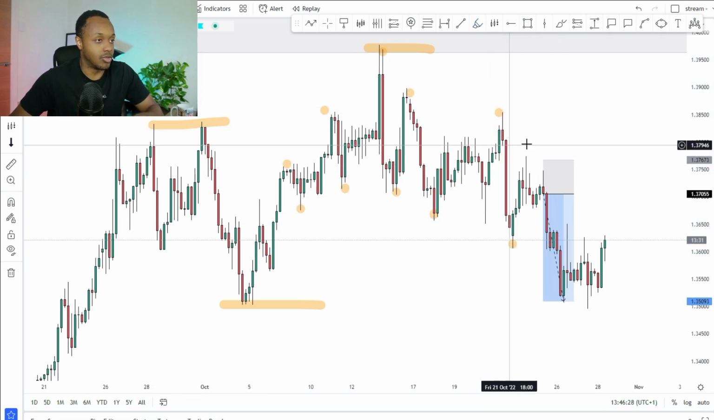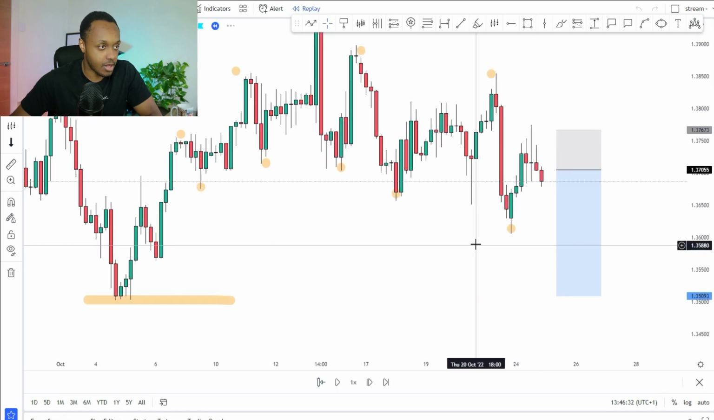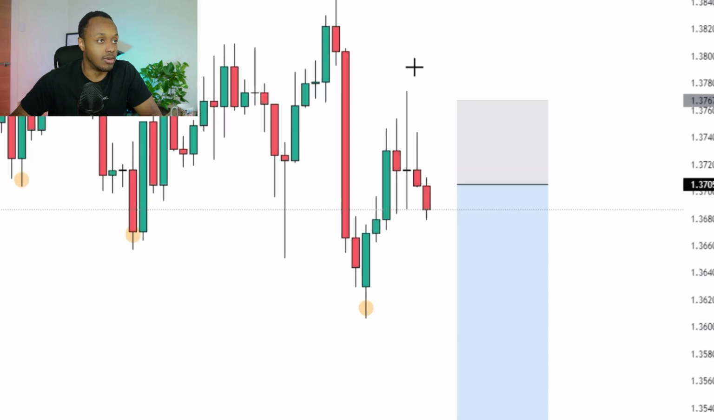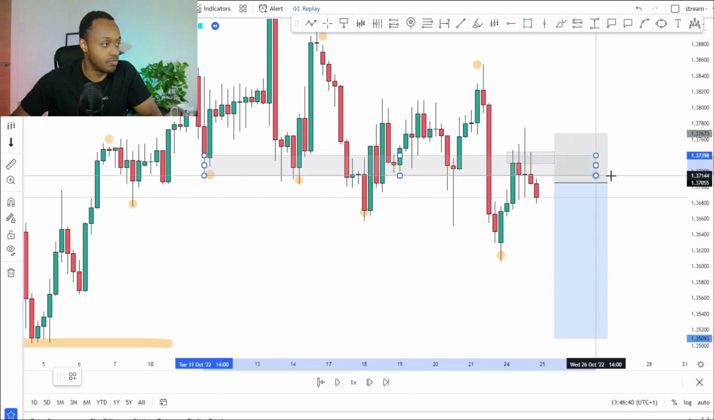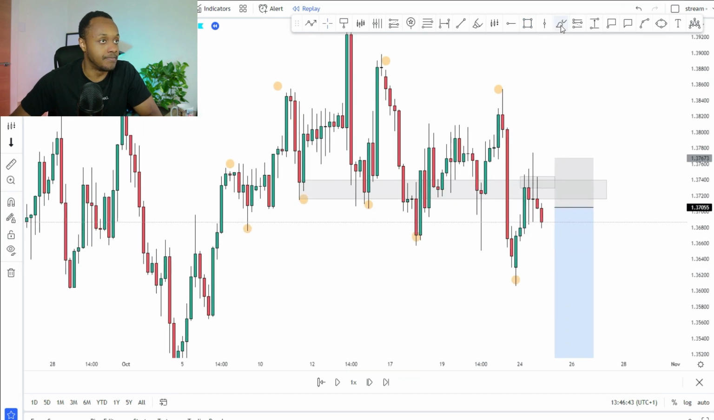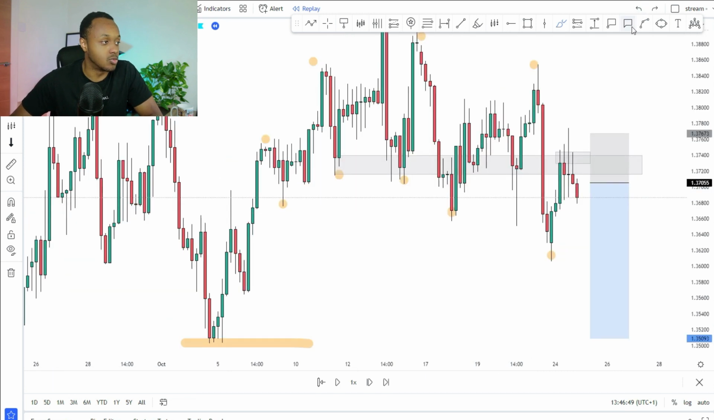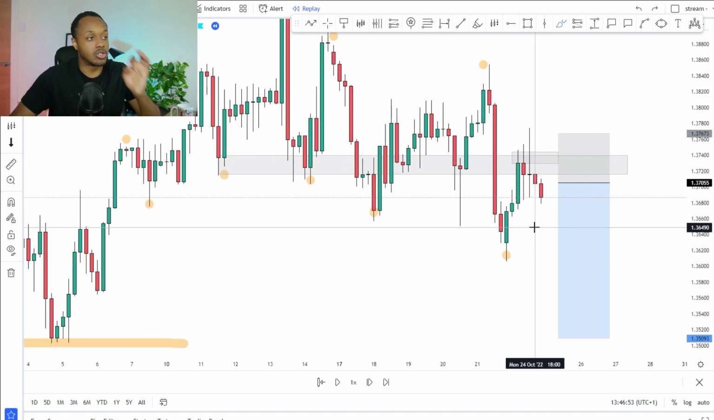So if we move this out the way and we get the old replay tool out, after we had this push to the upside, the market's starting to stall around this area here, which also translates to this big zone on the 4H where you can see a lot of support in the area in the market there, a lot of support, a lot of rejection. So I knew that generally speaking, this 1.374 area was going to be a level of resistance, but I didn't want to jump straight away.